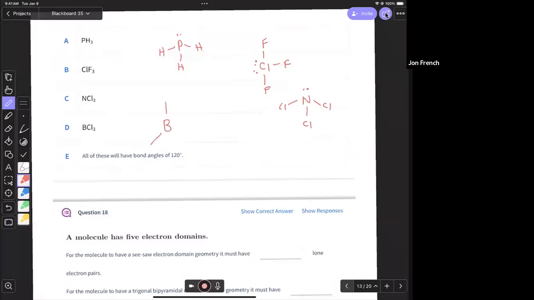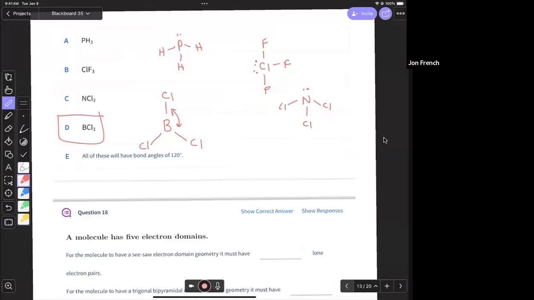We already saw boron violates the octet rule. It'll never have more than 6 electrons. So boron trichloride is the only one here that will be trigonal planar and would have 120-degree bond angles. So choice D for question 17, sorry. And then I think someone asked for question 19. So we'll do 19 next.